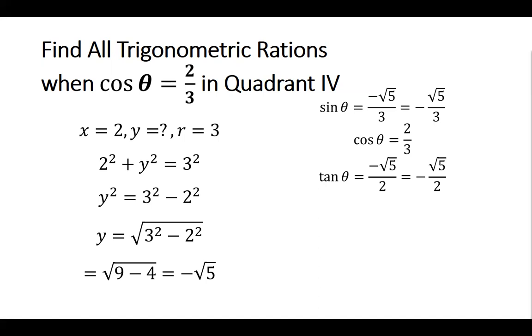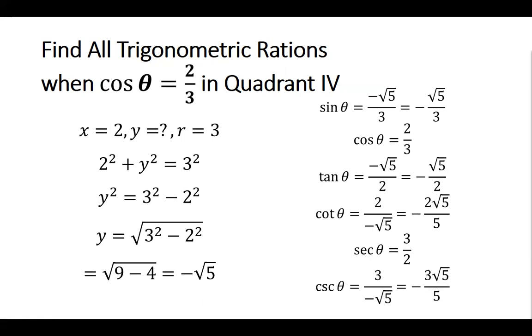Because really, if you end up with a negative sign in the denominator, that's kind of frowned upon. We can use it like that if we're doing calculations, but to leave a ratio with a negative in the denominator is really just bad form. Cotangent, 2 over negative square root of 5, so that's negative 2 square root of 5 over 5. Remember, we've got to rationalize it, and I'm pulling my negative out. Secant, 3 over 2, and cosecant, 3 over negative square root of 5, or negative 3 square root of 5 over 5, again rationalizing it.